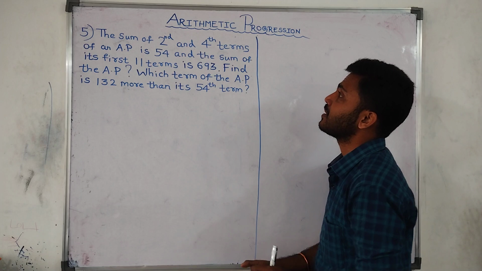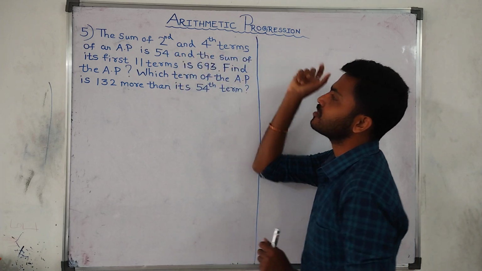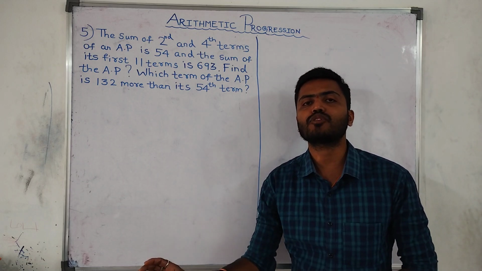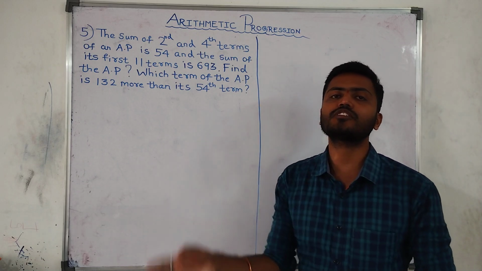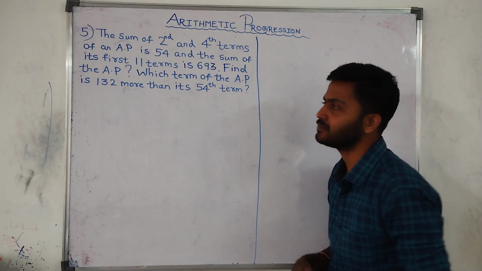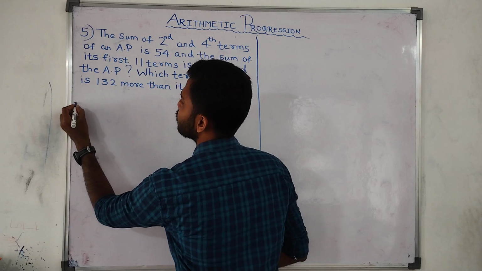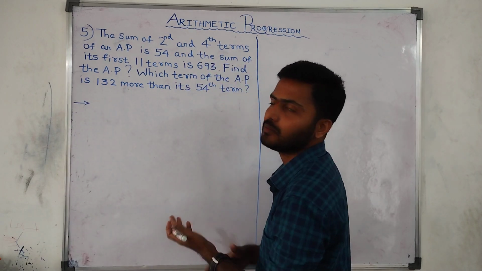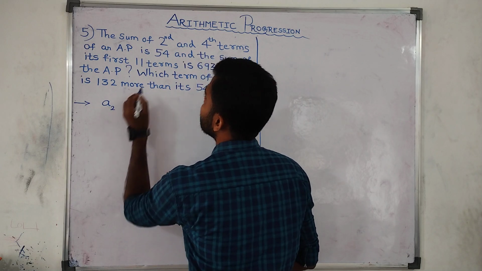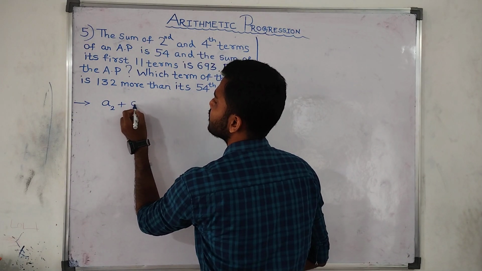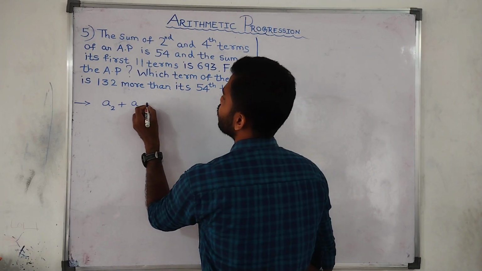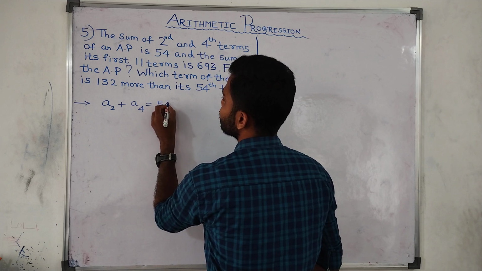Okay. Yes. The sum of second and fourth terms of an arithmetic progression is 54. That means when you add the second term and the fourth term of an arithmetic progression, you get 54, they say. So let us write it down in equation form. If I represent the second term as A2 and the fourth term as A4, then their sum, when you add both, I am going to get 54.